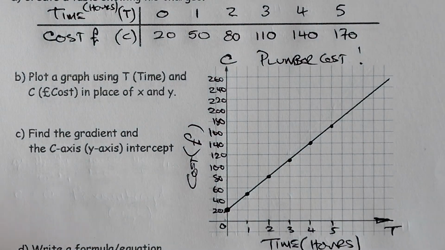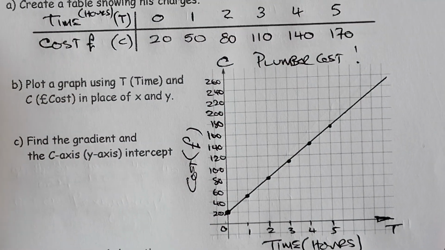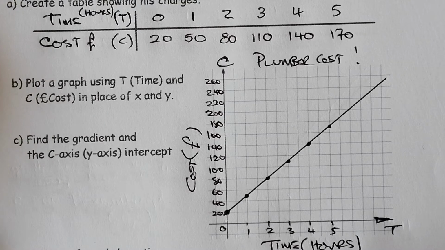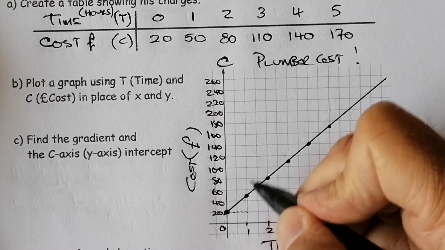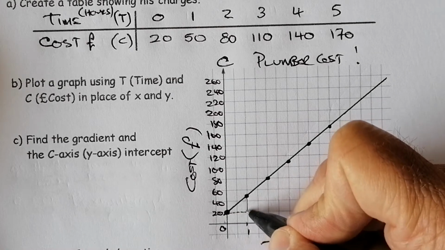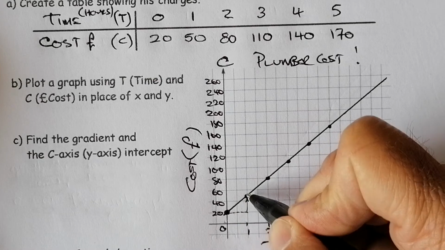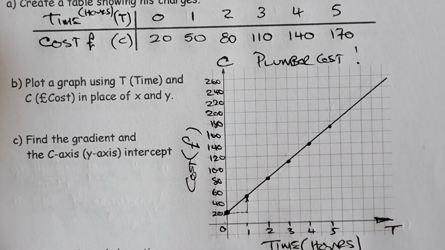Okay, so that's my graph. From that, I'm going to be working out my gradient. I know the gradient, if I can remember what I did in the last one. For every time I move along one place, or 1 hour, I'm going up by £30. So my gradient is going to be £30.